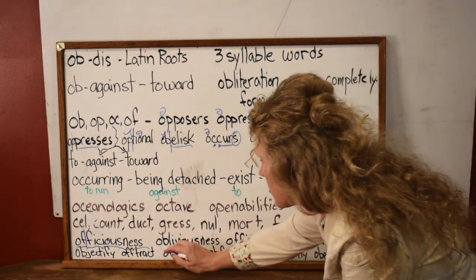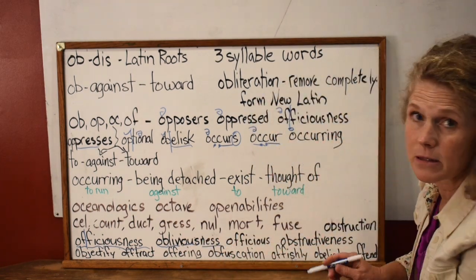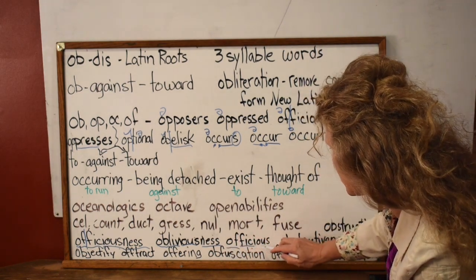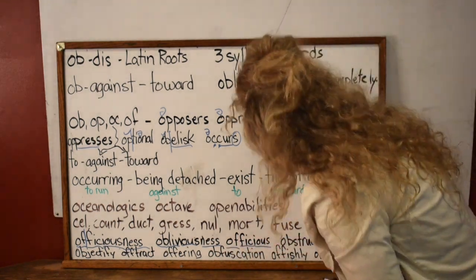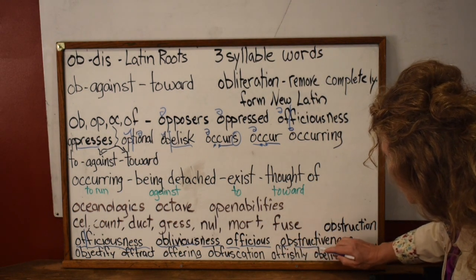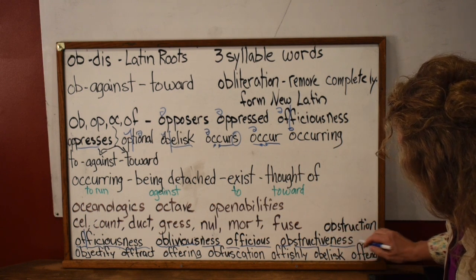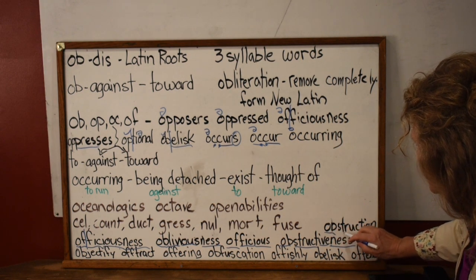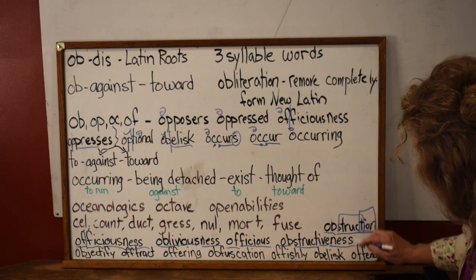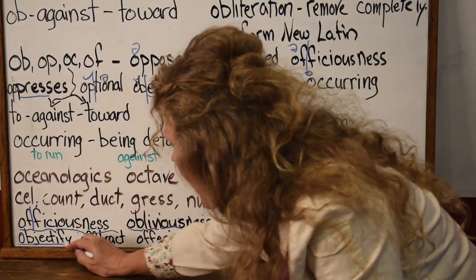Obliviousness. Prefix, root, suffix, suffix. Officious. Prefix, root, suffix. Obstructiveness. Prefix, root, suffix, suffix. Obstruction. Prefix, root, and this kind of goes right here and then it goes right here. So these ones are objectify, prefix, root, and your suffix.